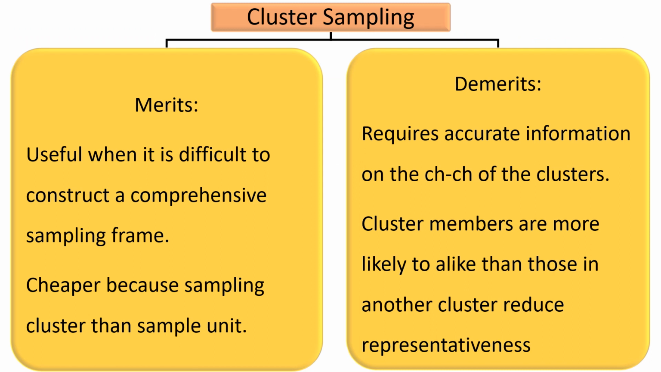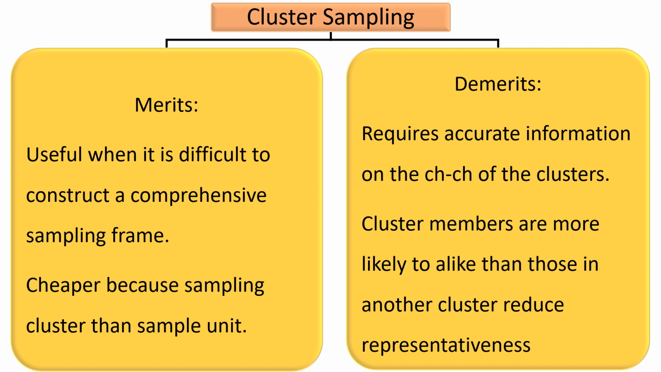Moving to the merits and demerits, the main advantage of using cluster sampling is that it is useful when it is difficult to construct a comprehensive sampling frame. If it is difficult to construct a comprehensive sampling frame to select each sampling unit, we can apply cluster sampling. The other advantage is that it is cheaper, because sampling clusters is easier than sampling units. So these are the advantages.